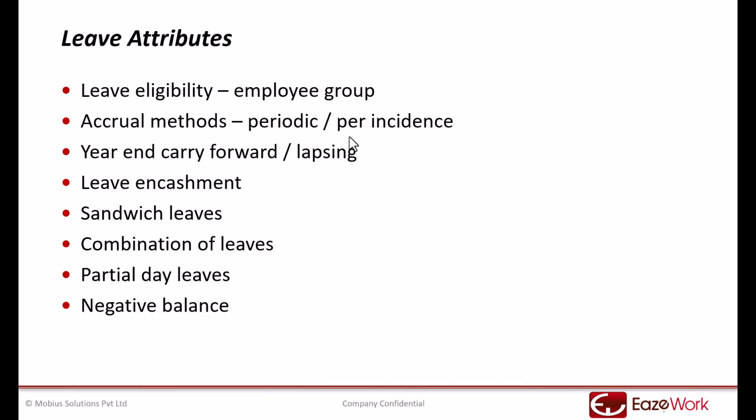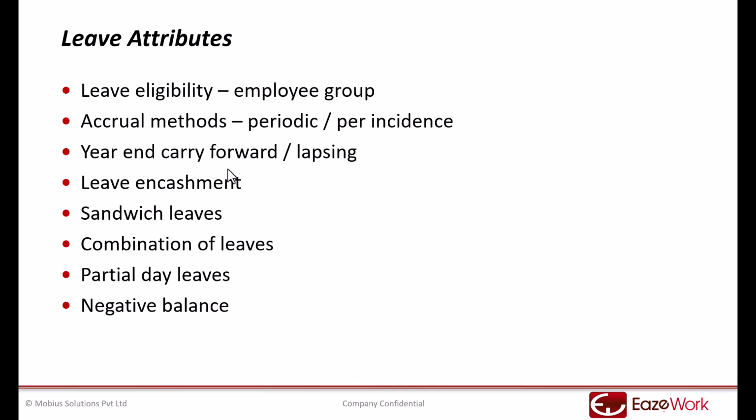An example of a per instance leave is a compensatory off, which accrues whenever you get an approval for a compensatory off or a leave without pay. It gets accrued to your account whenever a leave without pay is approved. There is no periodic accrual of a leave without pay. While other leaves like casual leave, earned leave, will accrue based on certain periodicity, which is defined in the leave formula.